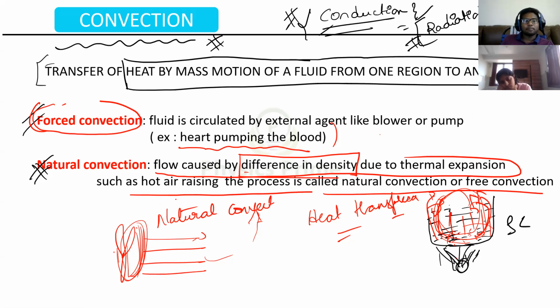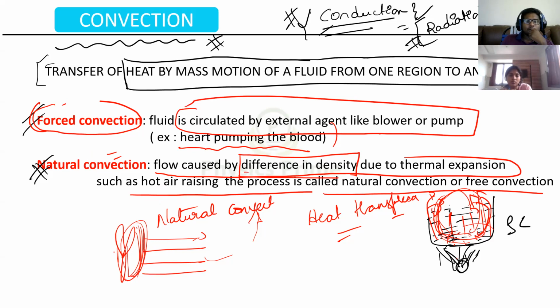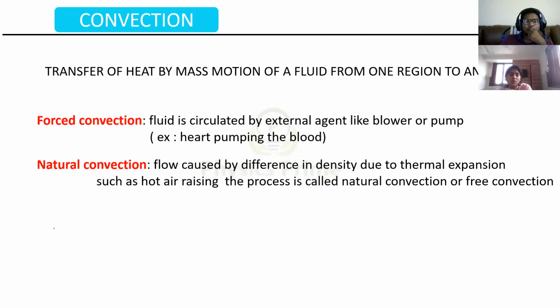Due to the pumping of the heart, the blood is getting transferred from one place to another place, and the heat is getting transferred in the blood. Their molecules are actually going from one place to another place. This is one example. And fluid is circulated by an external agent like a blower or pump. So we call it forced convection. Got it? How forced convection happens, how natural convection happens.